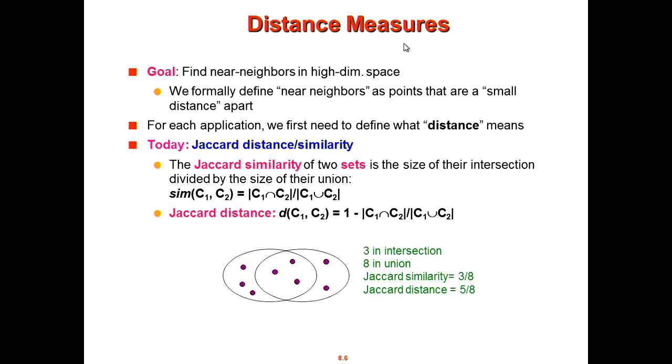For distance measure, for high-dimensional data, Jaccard similarity or Jaccard distance is one of the most popular, most widely used measures to evaluate the distance and similarity between two high-dimensional data points. This Jaccard similarity or Jaccard distance is originally defined for sets. Given two sets, the Jaccard similarity is defined as the intersection of the two sets divided by the union of the two sets. So this is the Jaccard similarity. And Jaccard distance is just 1 minus the Jaccard similarity. Sorry, this is the distance, and this is the similarity.